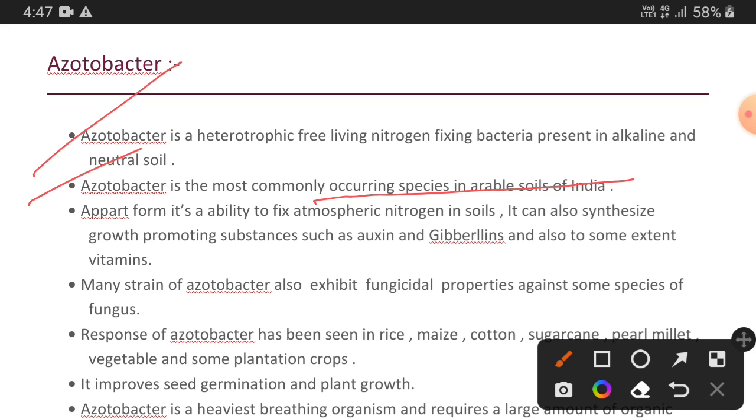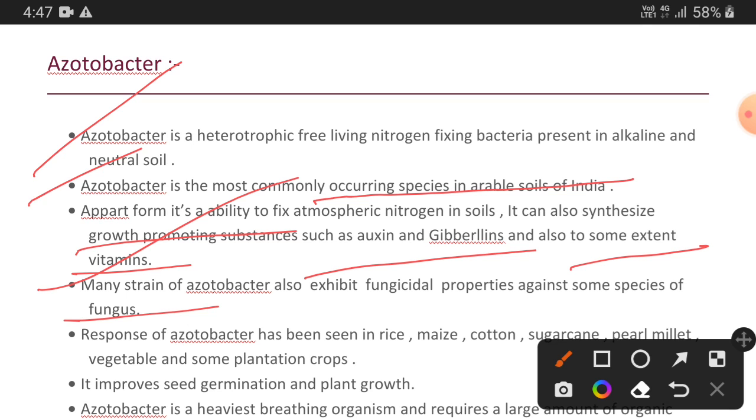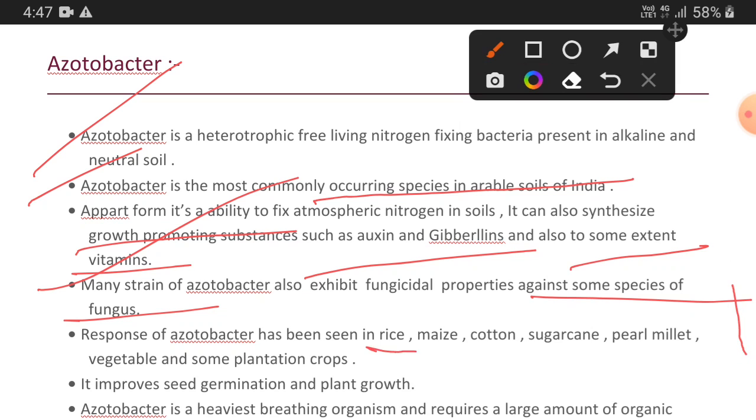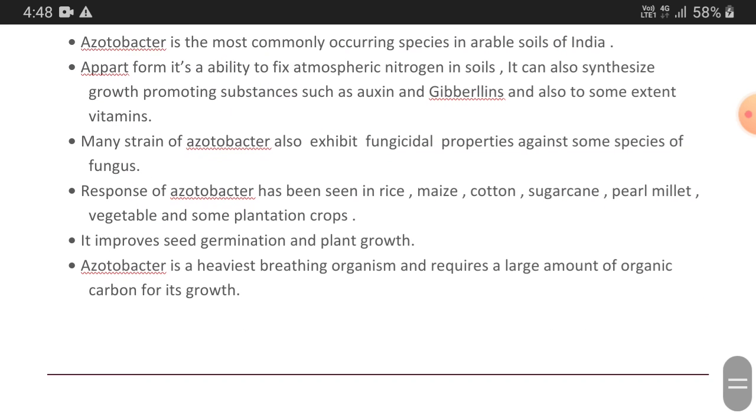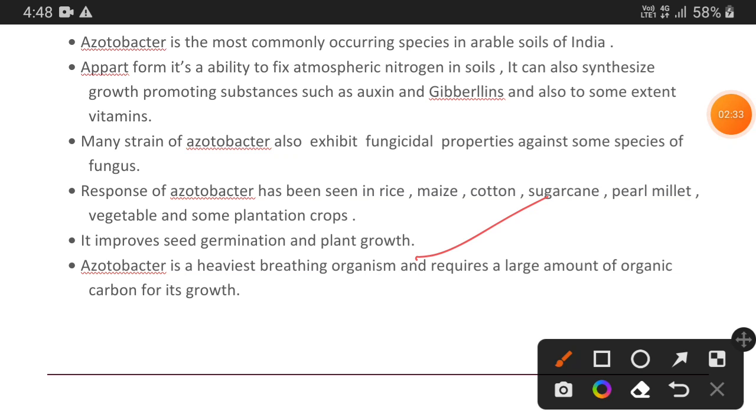It has the ability to produce growth promoting substances such as auxin, gibberellin, and to some extent vitamins. Some Azotobacter may also show fungicidal properties towards some fungus species. A response to Azotobacter has been seen in rice, maize, cotton, sugarcane, pearl millet, vegetable and plantation crops. So it improves seed germination and plant growth.